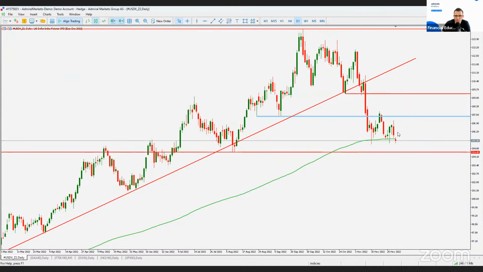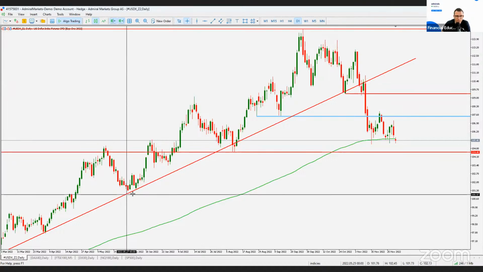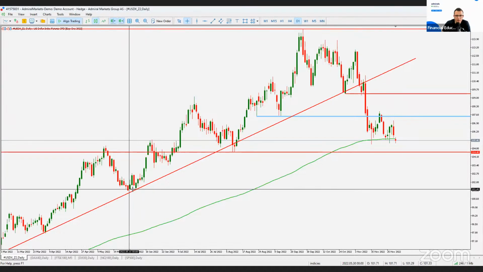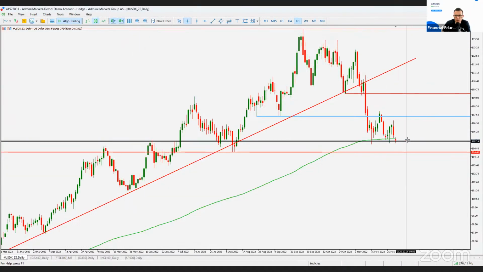We expect to see the price moving to the downside and retesting at least this area of support. If it breaks further down, then we can retest this other area of support. But for now, that's what we see, and there's no need to go further beyond that support.